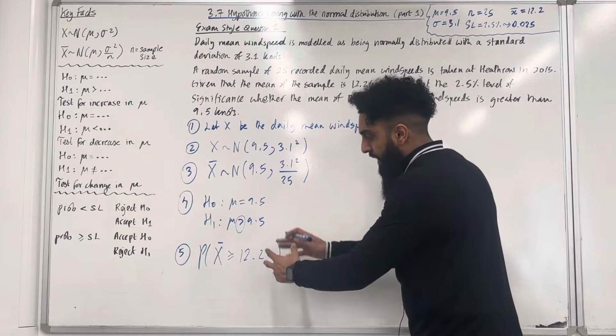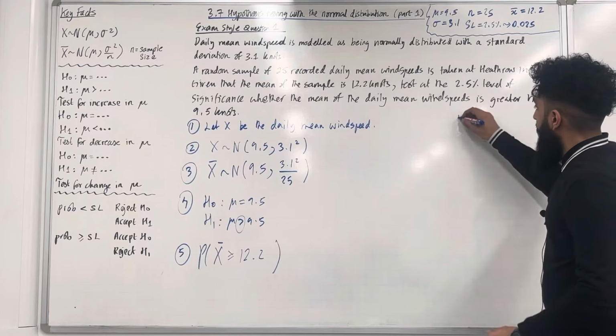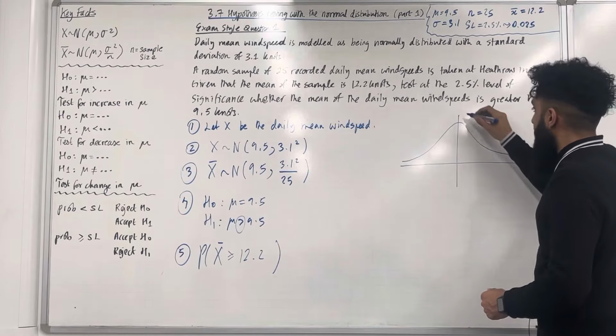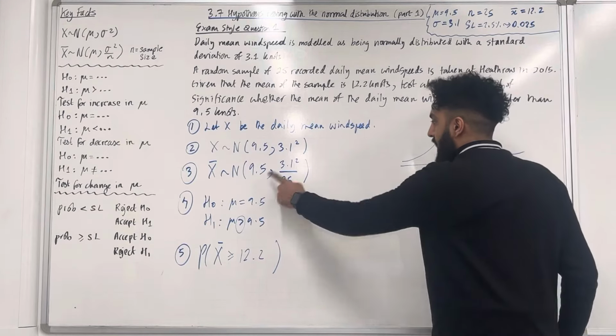Anyways, let's represent this area on a bell-shaped curve. So here is my bell-shaped curve. It is centered at the mean of 9.5.